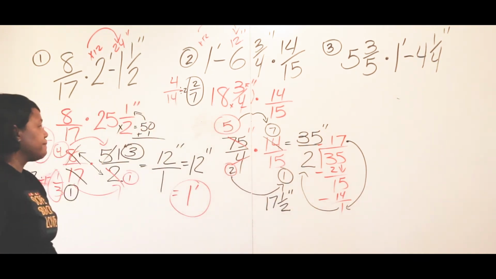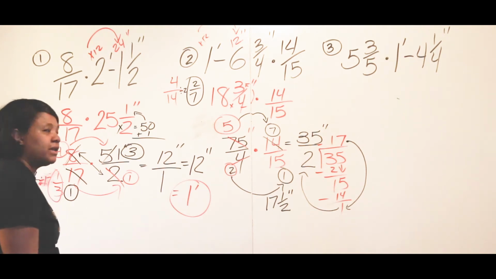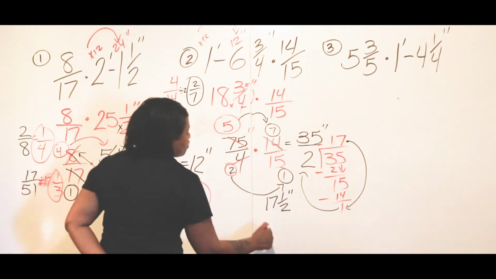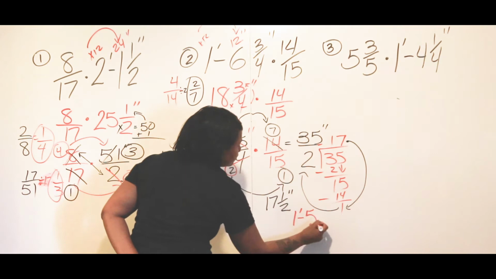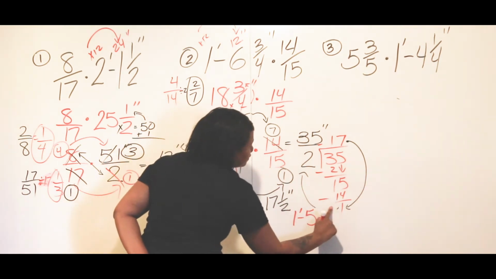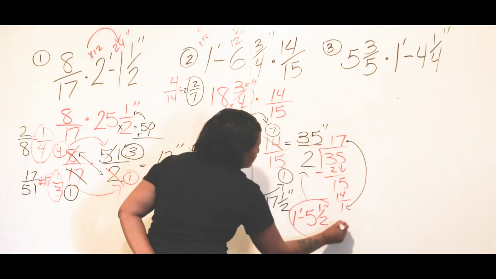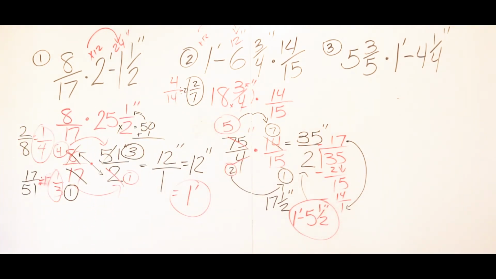17.5 inches. Is that your final answer? Nope, gotta convert it to feet and inches. How many 12s can we get out of 17? 1. So that equals 1 foot, 5.5 inches. And that's my final answer. I wish I had a bigger board. Whew.